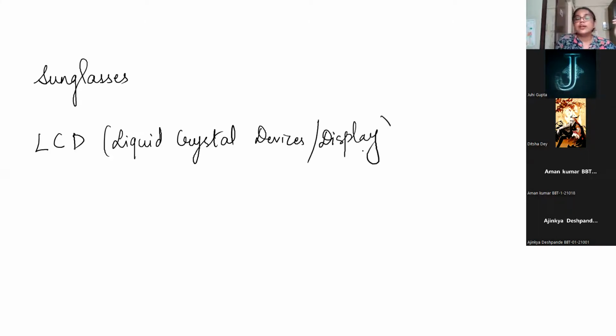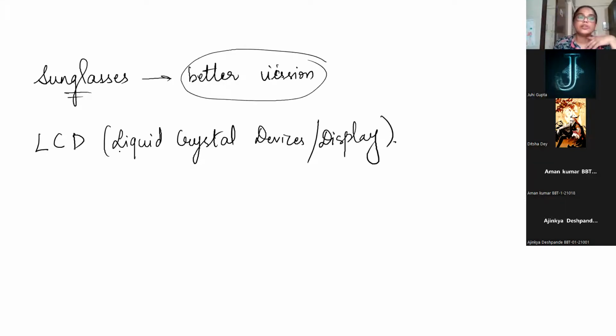Correct. So what do they do now? There are certain sunglasses where the vision is better. You wear it to protect your eyes from the light which is there outside. So when that light passes through the glass, the person actually is able to see better. So better vision is the most important application.